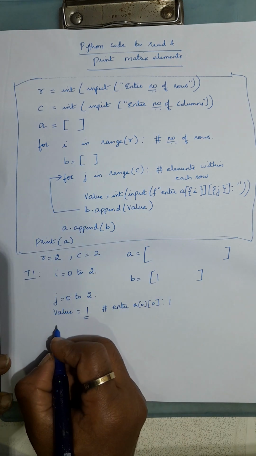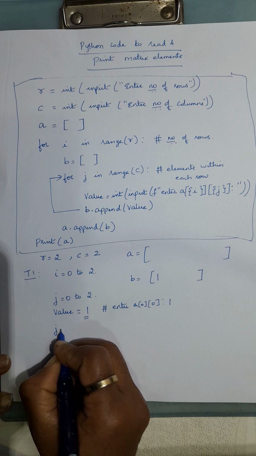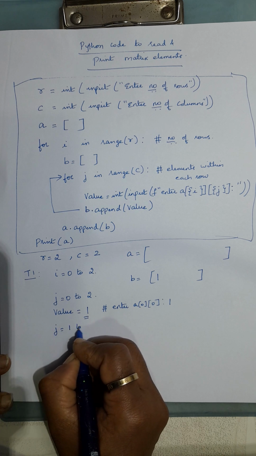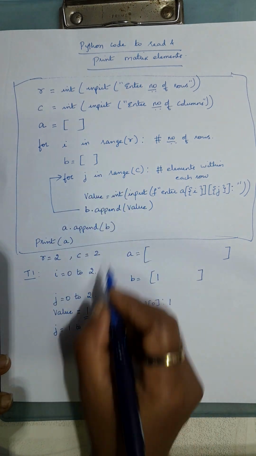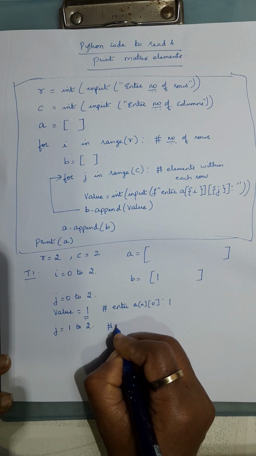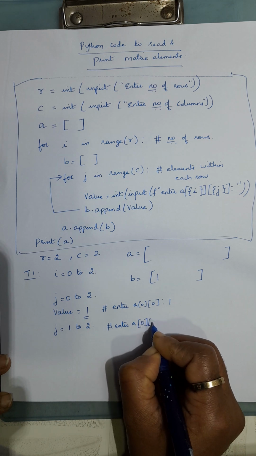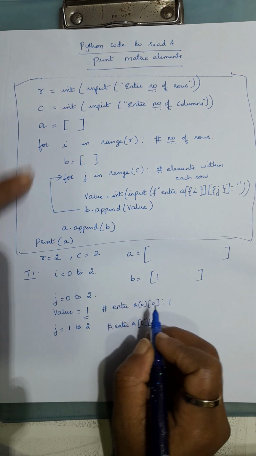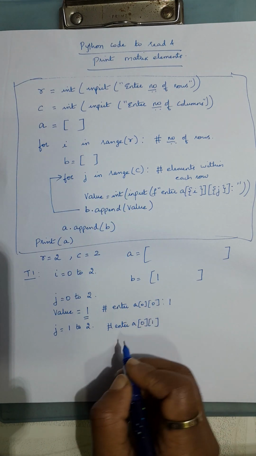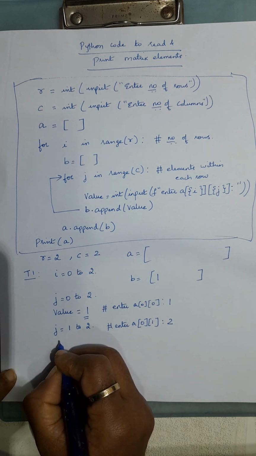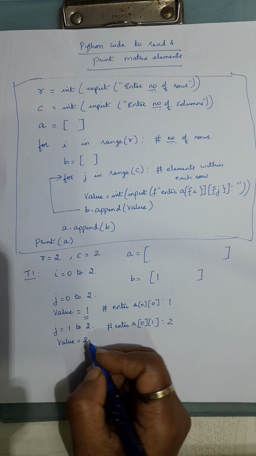So what will happen? Now j value is 1, and the range is up to 2. So it is within the range. It will enter. Now again it will ask to enter a of 0 of 1, I of j. So I will point to the first row, j will point to the column elements. Now if I enter 2, value is equal to 2.